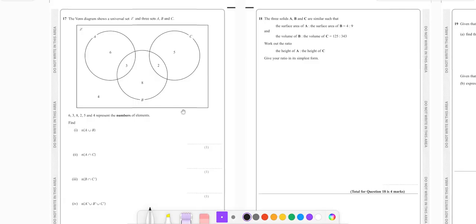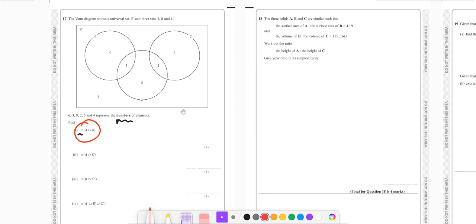The Venn diagram shows the universal set E, that means the square, and 3 sets A, B and C. 6, 3, 8, 2, 5 and 4 represent the numbers of elements, that's really important, the numbers of elements in each of the regions. Find the number of elements in A union B. A union B, let's just do these in colours.